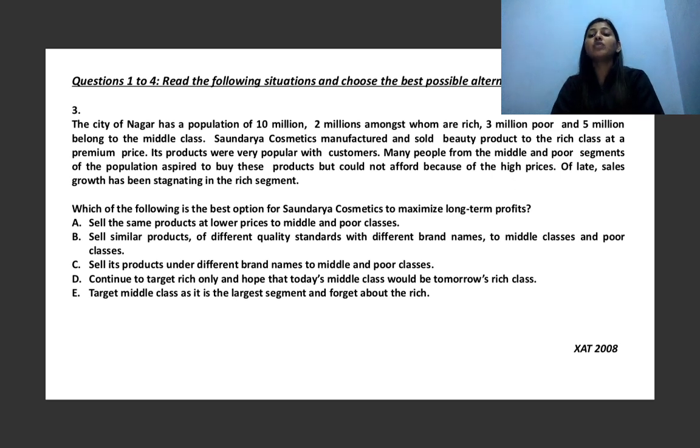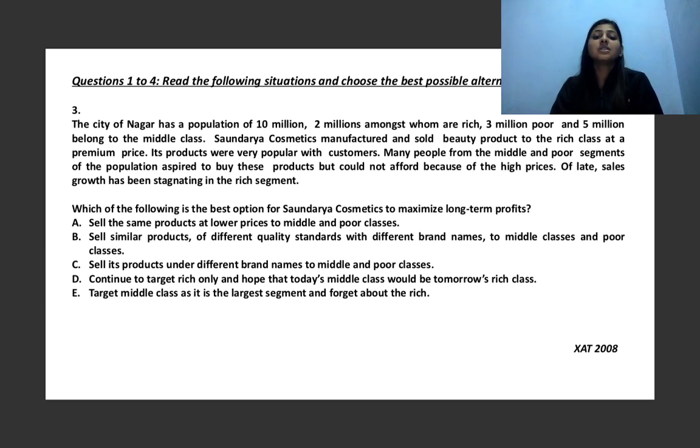So we need some option that would maximize long term profits. A is sell the same products at lower price to middle and poor class. No, if they do that, what will happen? The rich class will have a problem with that. Same products, if they are being sold at lower prices, why will the rich class pay premium price to buy the same products, right? So A is not correct. B, sell similar products of different quality standard with different brand name to the middle class and poor classes.